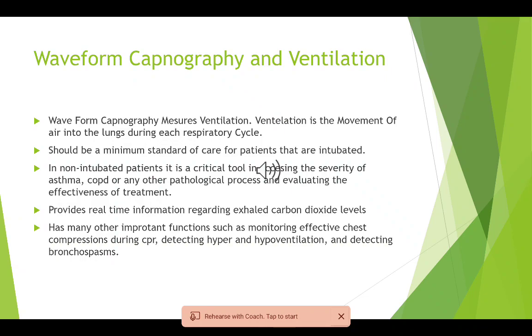And in addition to patients with asthma and COPD, it also has many effective functions outside of that, such as monitoring chest compressions, monitoring whether or not chest compressions are effective, and it can also detect respiratory patterns like Cheyne-Stokes or Biot respirations, hyper and hypoventilation, and it also can detect bronchospasms.